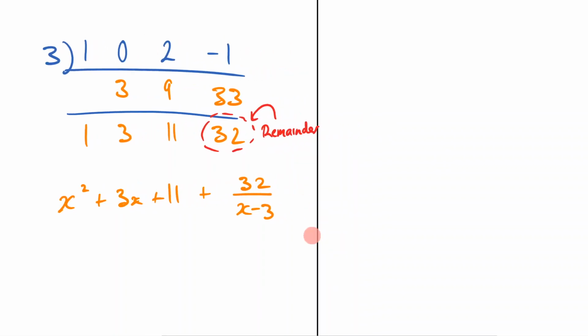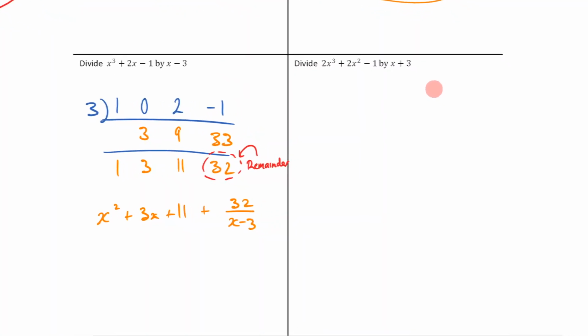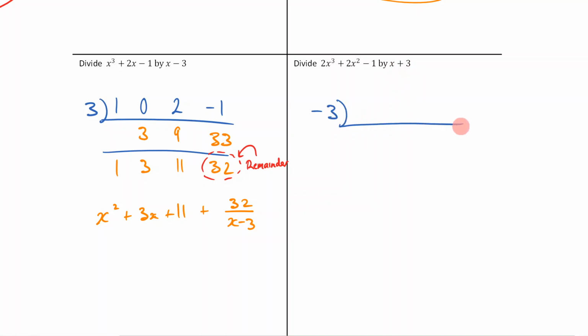Perfect. Last one. So let's now go through this one. So because it's x plus 3, I put a -1 here. I go 2, 2. Now I'm missing an x term, so I have to put 0 there, -1. Do that there.